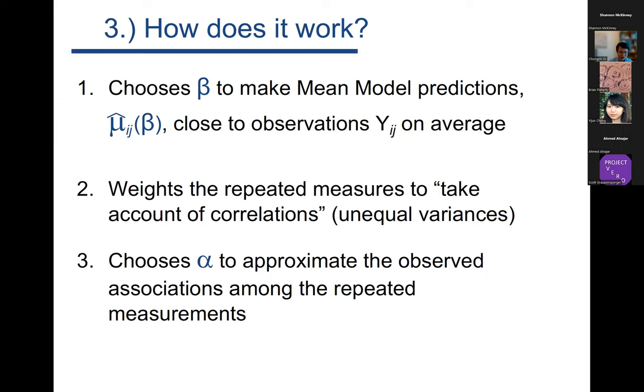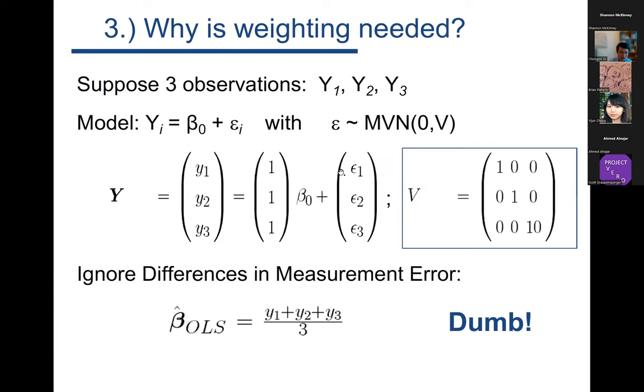The third part is that you want to estimate the correlation. Again, the correlation parameter is alpha. You choose it so that your model predicted correlation is close to your observed correlation. I think the key part is really the second. So why do we need weights, and why is weighting helpful? Let's look at two toy examples, which hopefully give you a good idea.